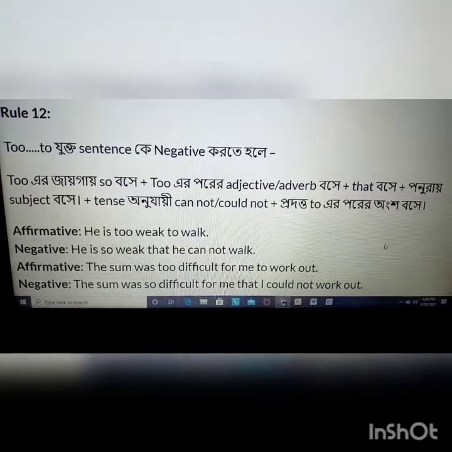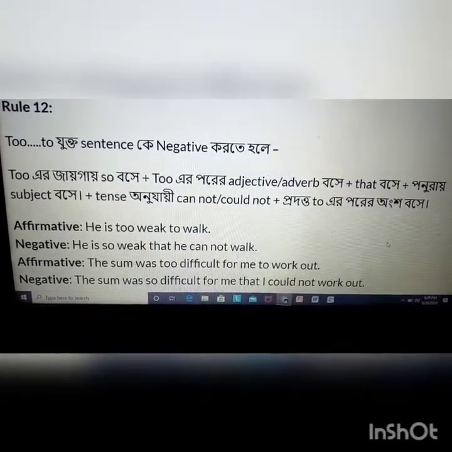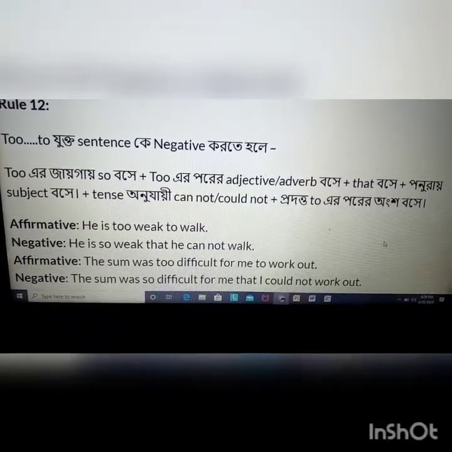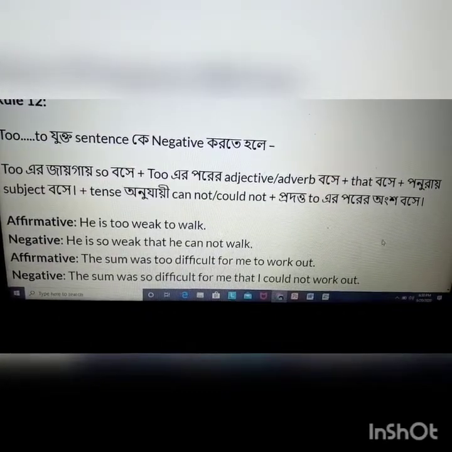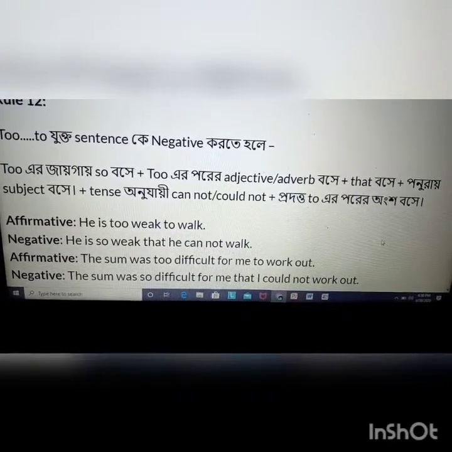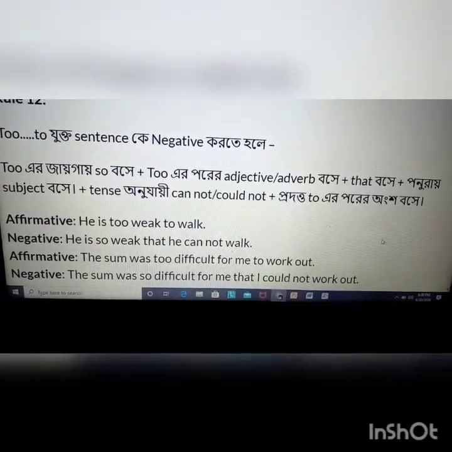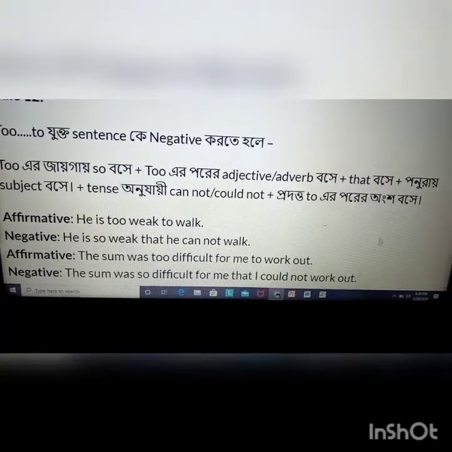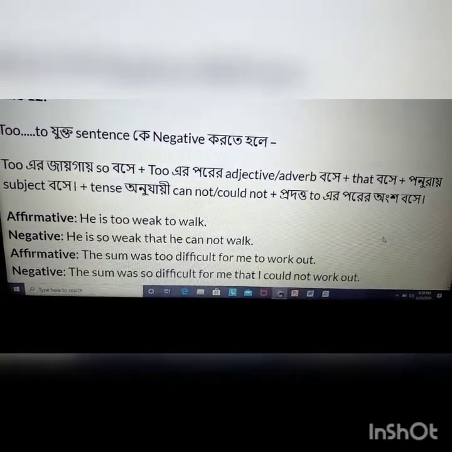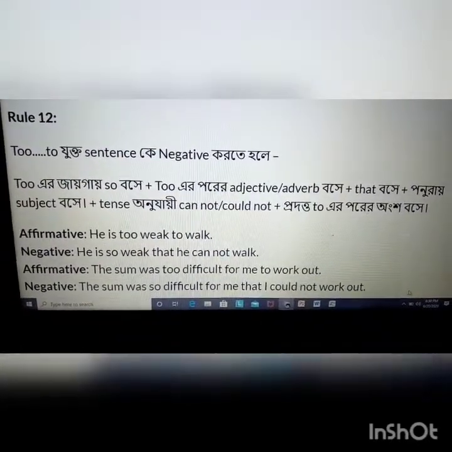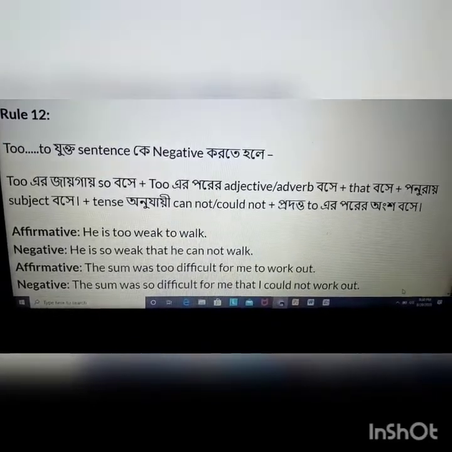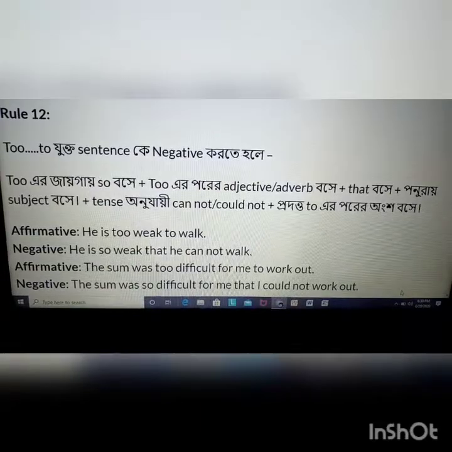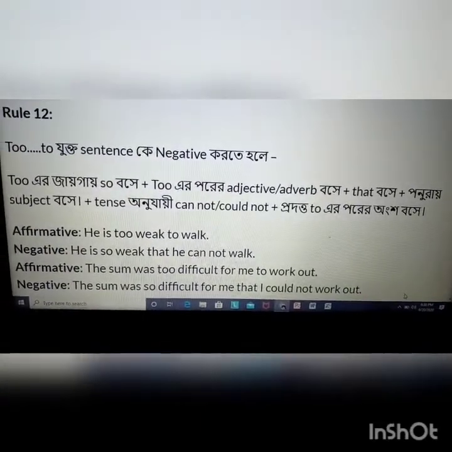Rule number 12: if in the affirmative sentence there is too dot dot to, then the negative will be like that. In the place of too, we have to use so. Then we have to use the adjective or adverb that is used after too, plus that, plus again the subject, plus according to tense cannot or could not, plus the next portion of to. If you see the example, it will be more clear to us.